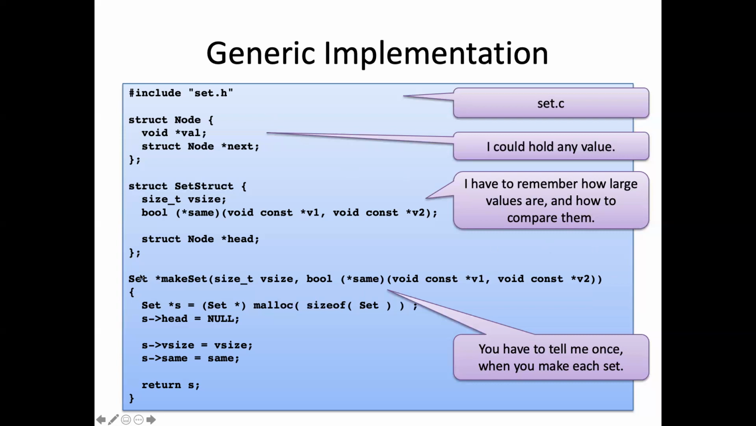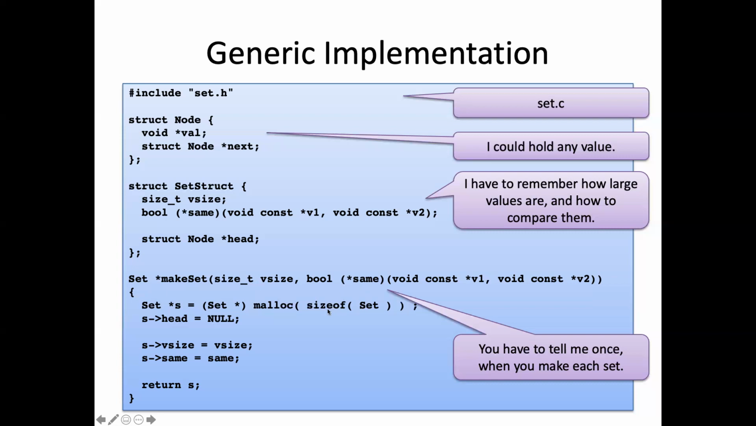Notice the make set function got a little bit trickier. It gives you back a pointer to a set, but you have to tell it how big each item is in the set. That's what this v size is. I think of that as the size of a value. It's just a number of bytes in memory for each value. And you have to tell me a pointer to the comparison function.